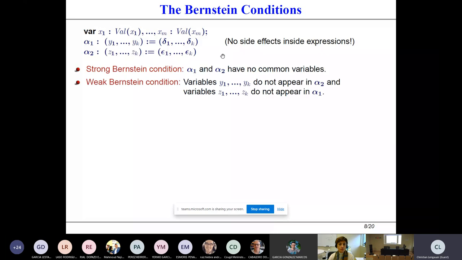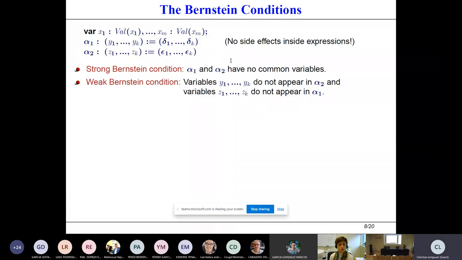The weak Bernstein condition says they can share the namespace of the right-hand sides, but not the namespace of the left-hand sides. When you formulate this explicitly, that means that the variables that are targets of alpha 1 do not appear anywhere in alpha 2, and vice versa. The variables that are targets of alpha 2 do not appear anywhere in alpha 1. So that is what we consider the allowance of shared reading.